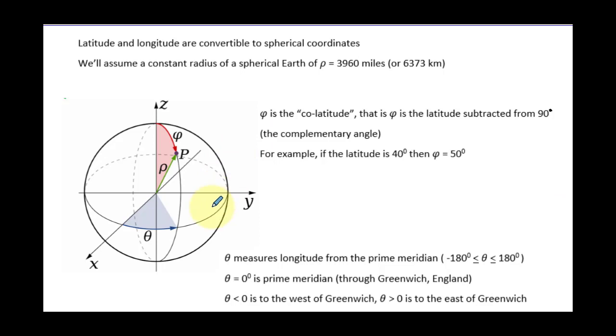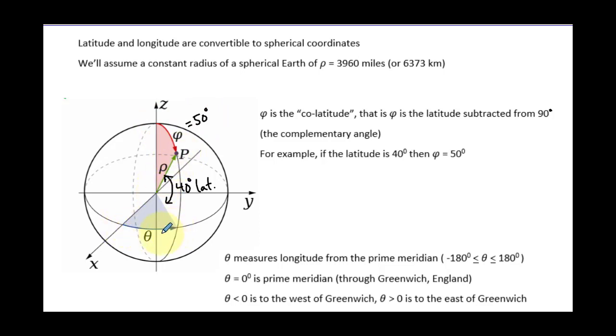And so phi in spherical coordinates is really a co-latitude. That is, it's the complementary angle. Phi is the latitude subtracted from 90 degrees. For example, if latitude was 40 degrees, the angle measured to the equator right here, then phi would be 50 degrees. The co-latitude, the complementary angle, is the angle to the North Pole from that vector that points to P.